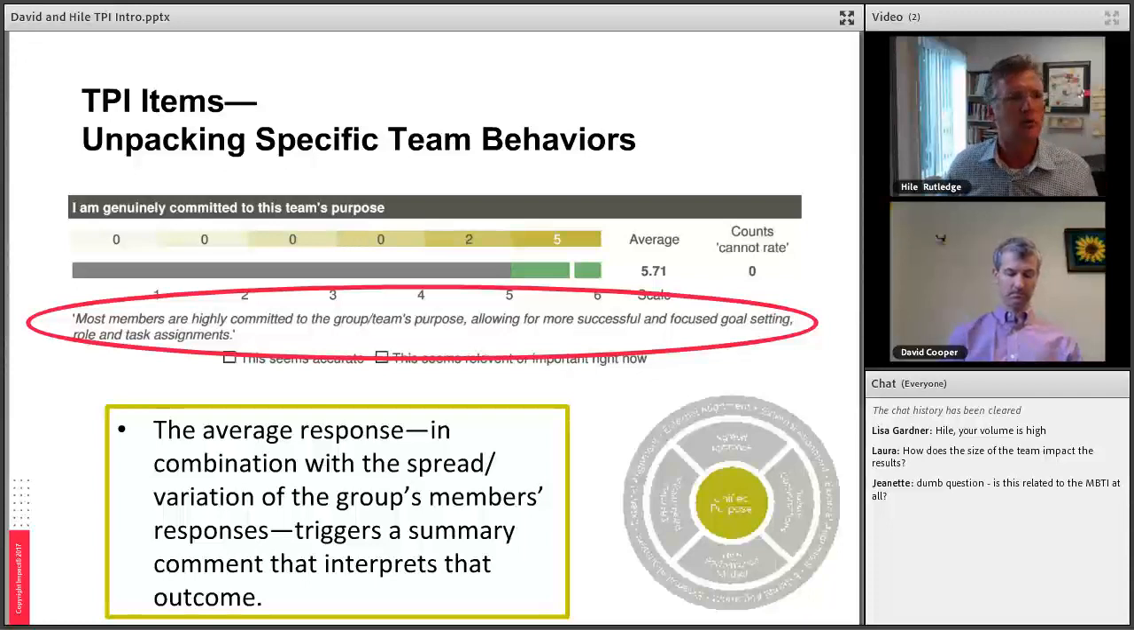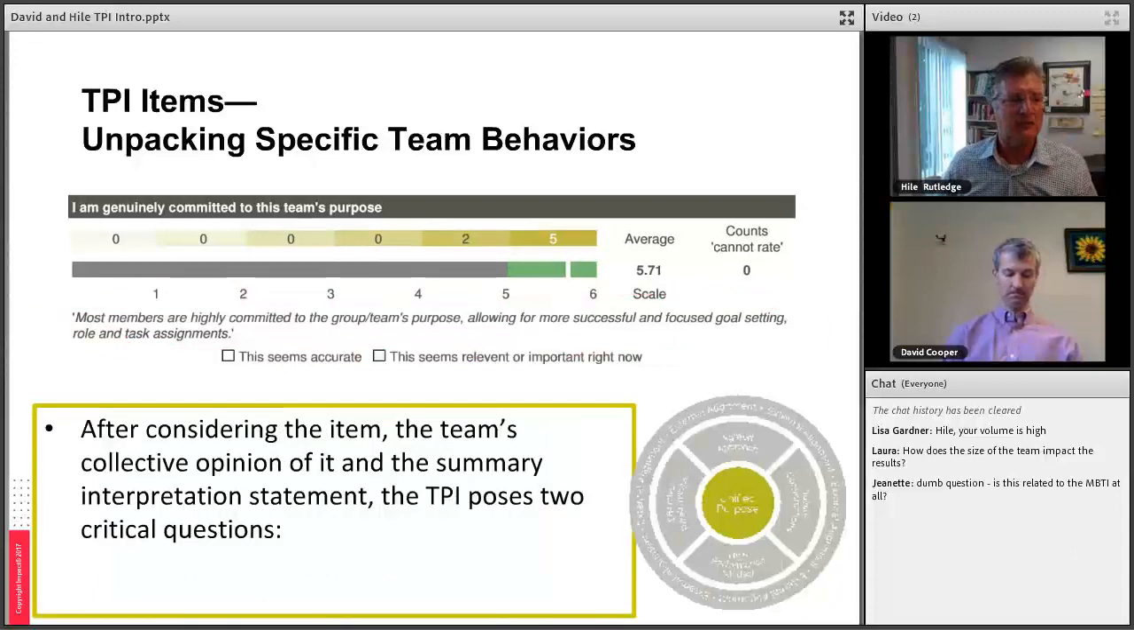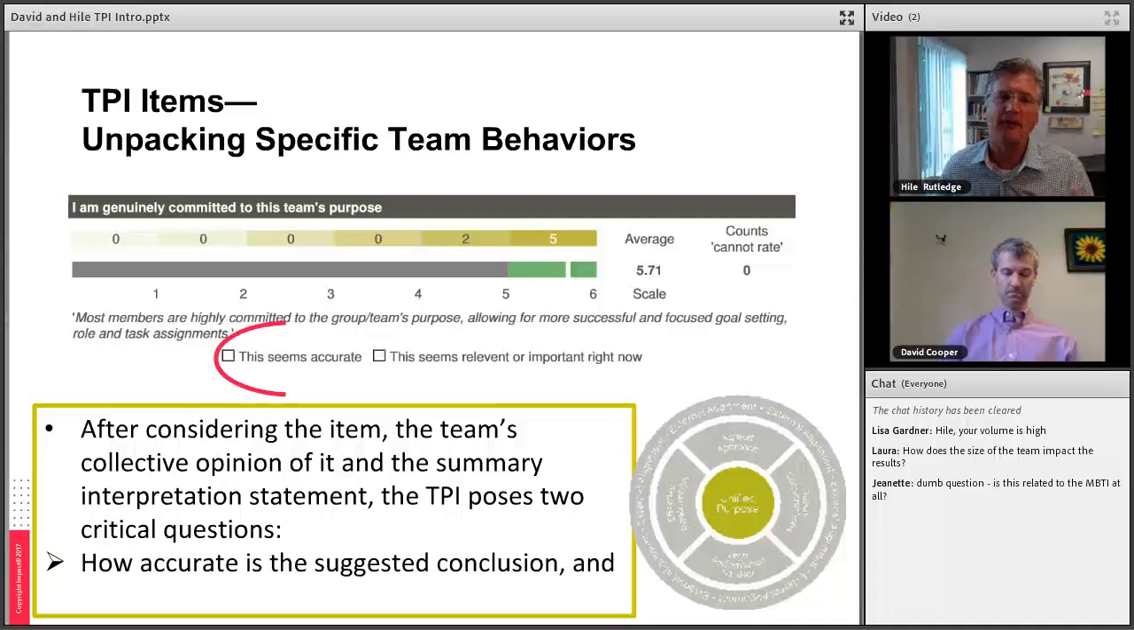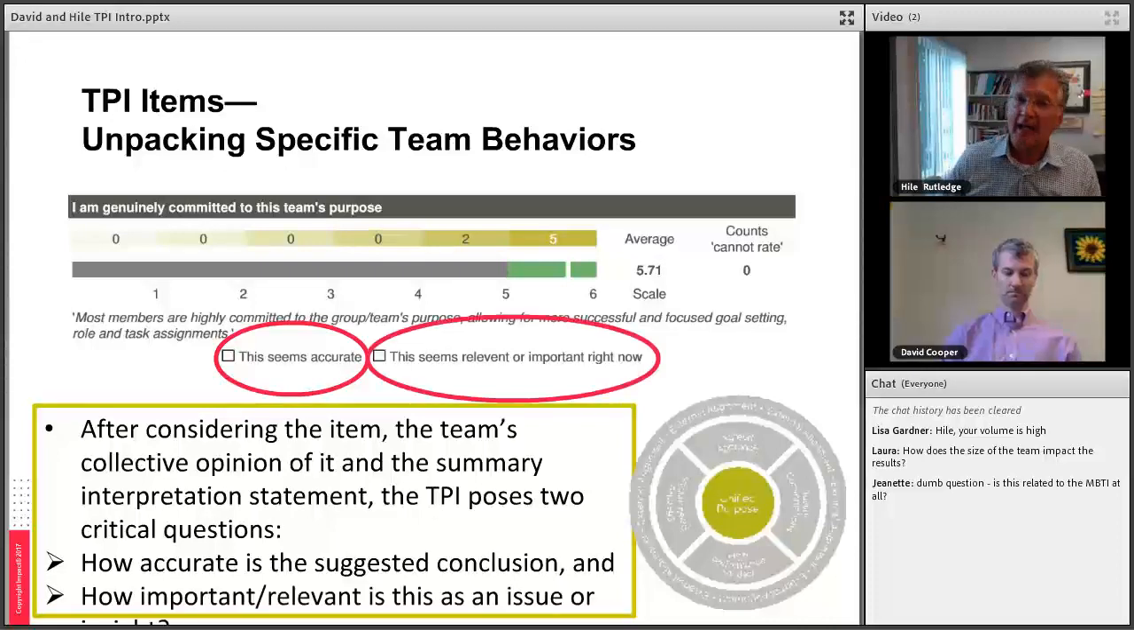So most members are highly committed to the group's team purpose, allowing for more successful and focused goal setting and role task assignments. So that is given there. What's important are 2 follow-up questions. After considering that item and the summary statement, the question that the team really needs to decide is, how accurate is that? Is that an accurate statement?